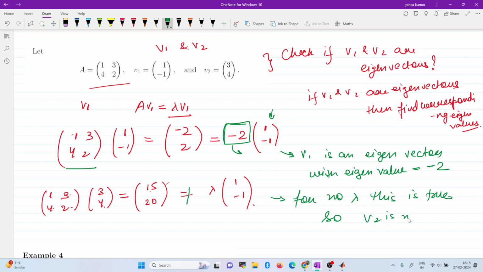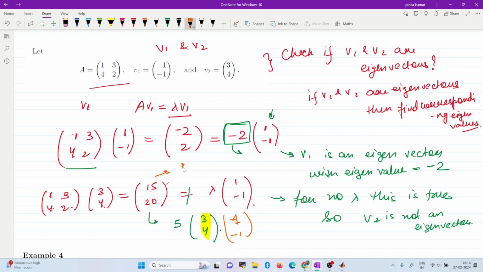So v2 is not an eigenvector. Taking 5 common, the term left over here is [3, 4]. But what we want is that the term left should be [1, -1]. That is not possible.